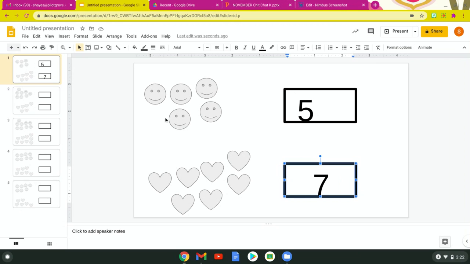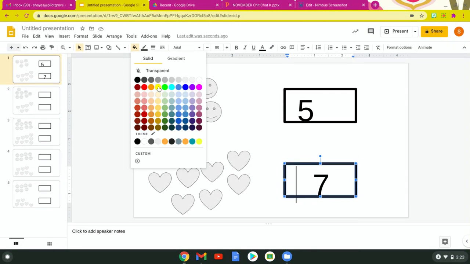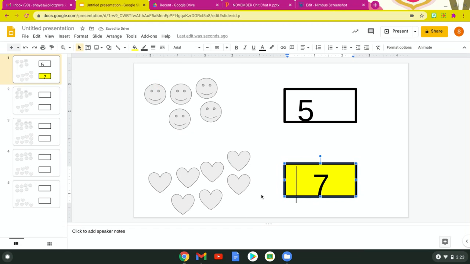So we know that there's 5 smiley faces and there's 7 hearts. Which one is greater, 5 or 7? Remember, greater means more, so we would want to know which number is bigger or more, 5 or 7. If you said 7, you are correct. So then you would circle the hearts or circle the number. Since I can't do that on my computer screen, I just made it yellow for you. So we know that the hearts are greater. We know that 7 is greater than 5.